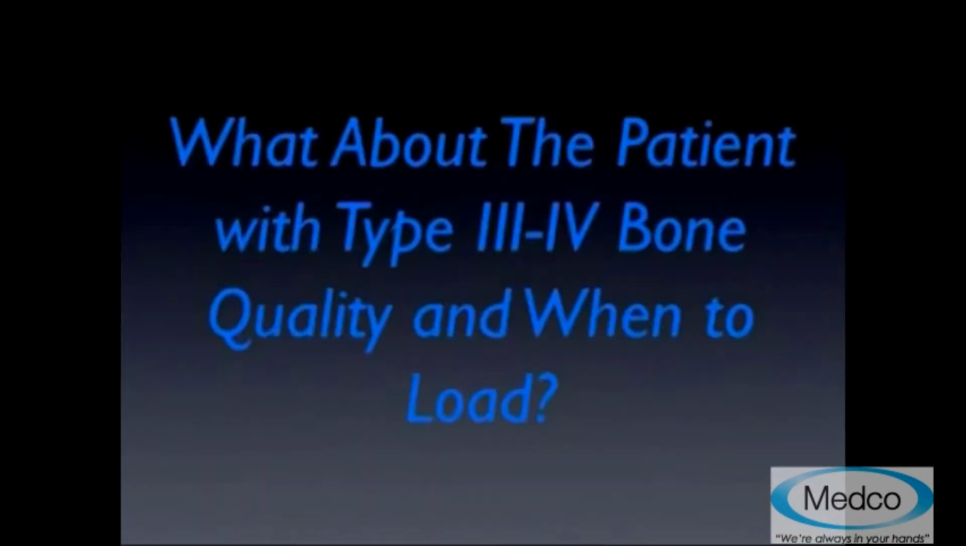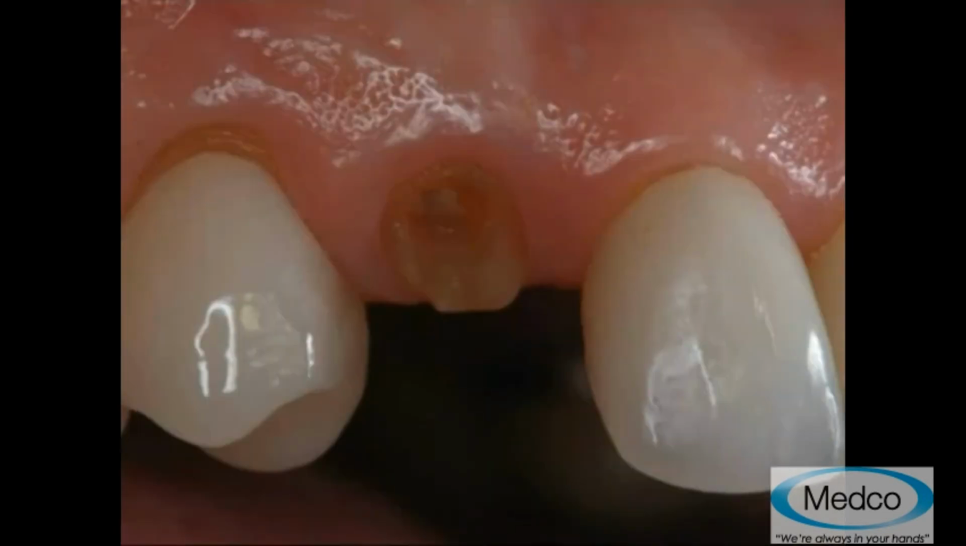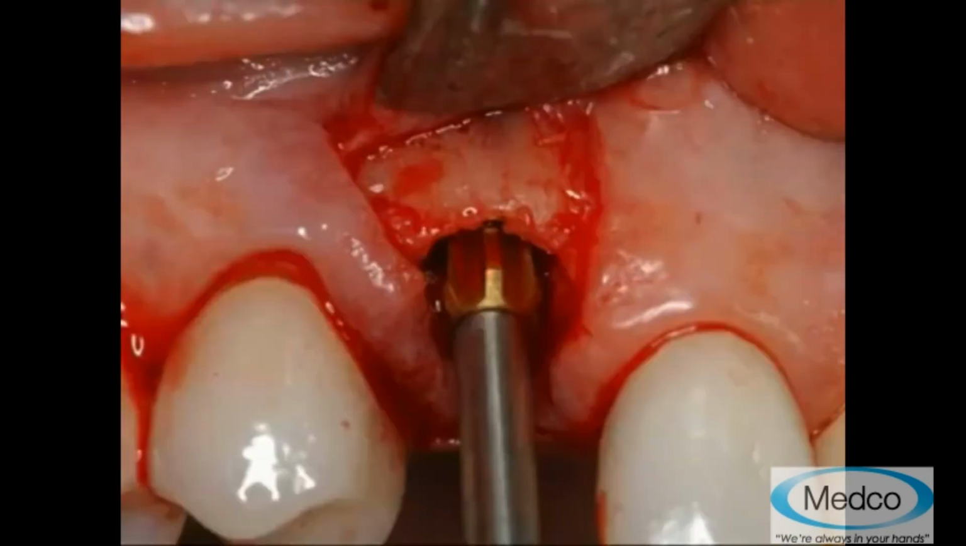What about the patient with type 3 to 4 bone quality and when to load? Here's a case where I extracted a tooth. He's an executive for a pharmaceutical concern. When I placed this, this is a one-shot implant. I say that because I placed it such that there's no way I can go back and thread the needle like this again.